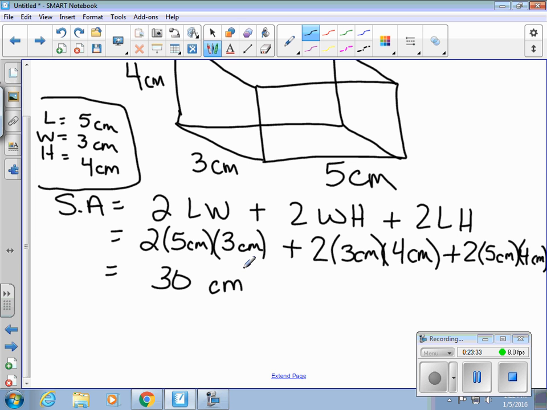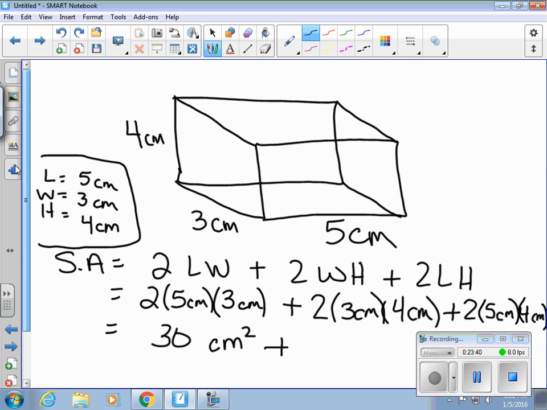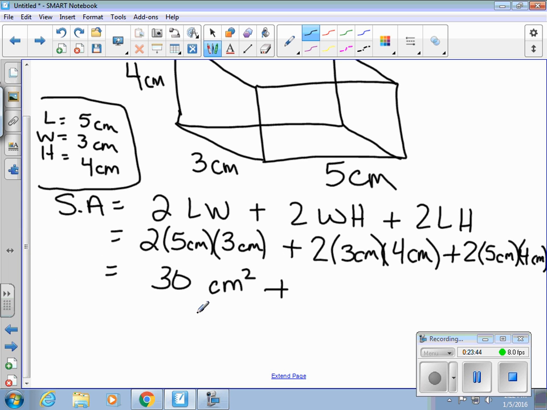How many centimeters did I multiply? 2, so that's centimeters square. Because what am I finding? Surface what? Surface area, and area is always a square, right?